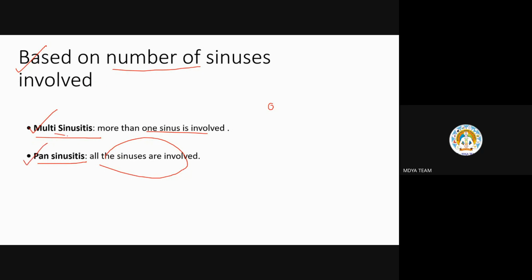Yes, multi-sinusitis is where more than one sinus is involved, meaning more than one pair of sinuses is involved. If the frontal sinuses are involved, and along with that the maxillary sinuses are also involved, these two pairs are involved. If more than one sinus is involved, then it is called multi-sinusitis. And pansinusitis, with the name itself, pan means all the sinuses all together, all four pairs of sinuses are involved. Then such a condition of sinusitis is known as pansinusitis. Okay, is it clear now? Yeah, thank you. Okay, we'll move ahead.